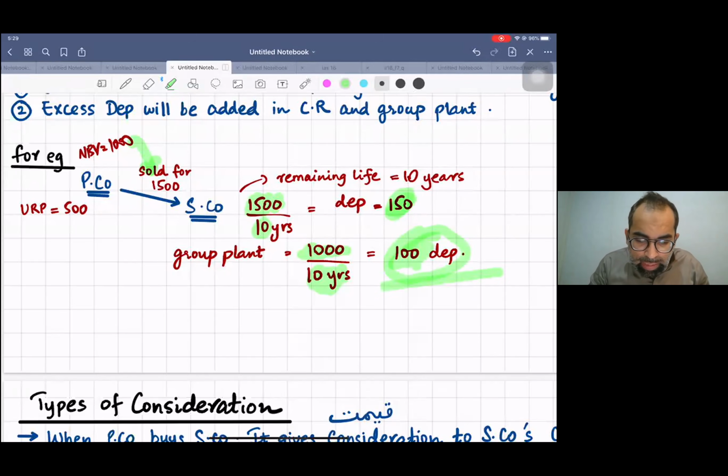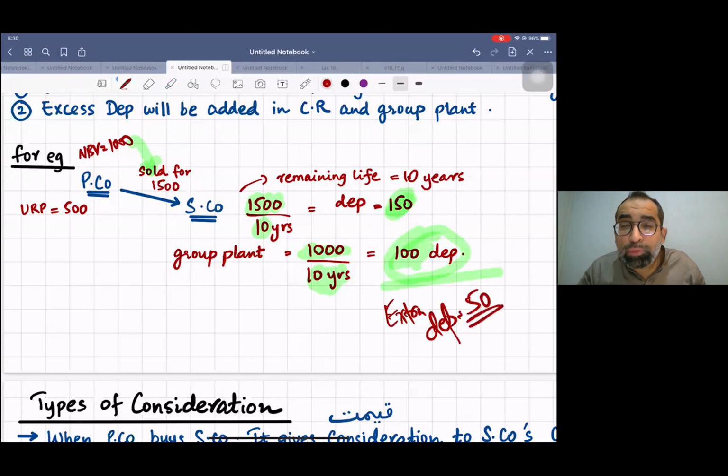So how much extra depreciation? S company has booked 50 extra depreciation. Now, depreciation is an expense, so that means S company has booked an extra expense of 50. So S company's profits and retained earnings must have gone down by 50. Now we need to reverse it. We need to correct it. So what I will do, I will add 50.